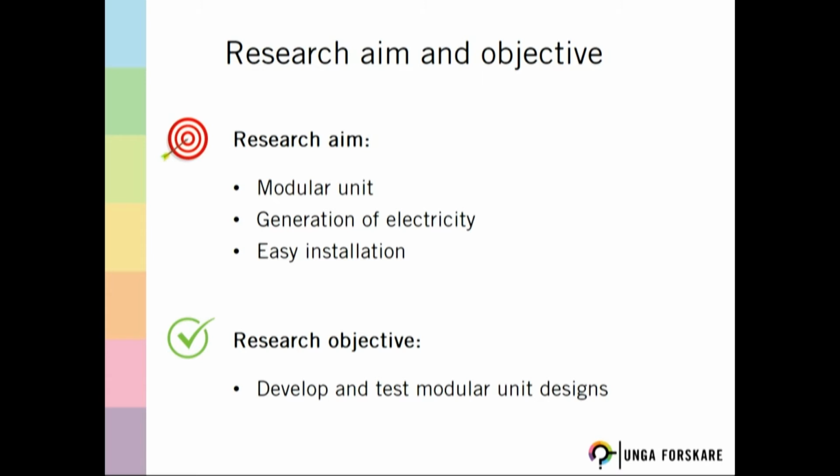As I stated earlier, the aim of my research was to present a new device, which I call the Modular Unit, that can be inserted into any speed bump and enable that speed bump to generate electricity. The Modular Unit must be easy to install, and it must not interfere with the speed bump's profile or its original purpose. To achieve this aim, the objective was to test different Modular Unit designs and to gauge their potential for real-world use.